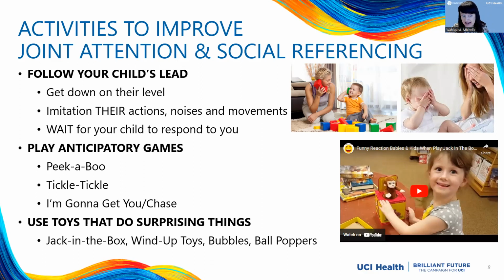Another great way to get kids to shift their eye contact is to play anticipatory games like peekaboo or tickle tickle or I'm gonna get you. These are easiest to do with younger children or children that are less verbal. And then using toys that do surprising things like a jack-in-the-box or wind-up toys or bubbles or ball poppers. Those are also really great ways to get kids to shift their eye contact and notice you.